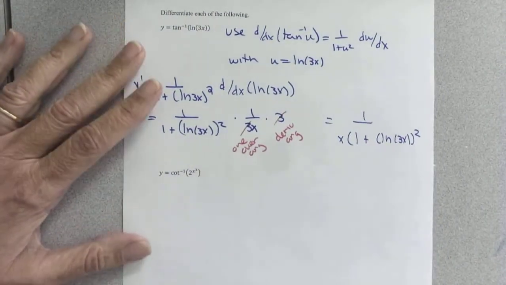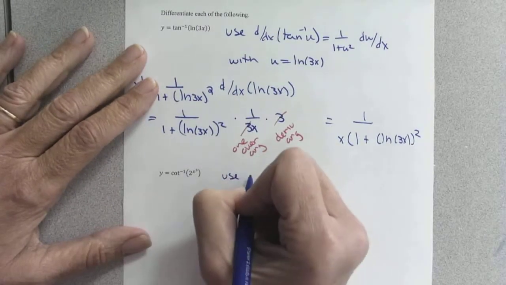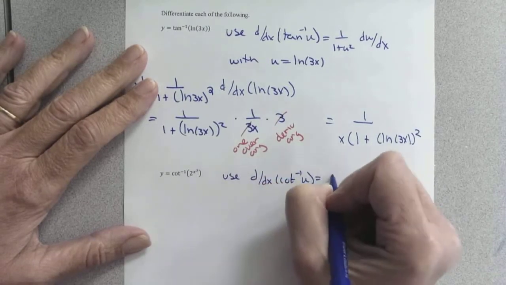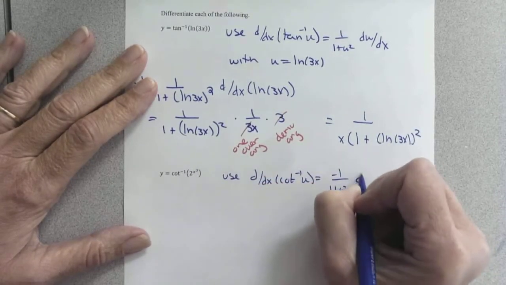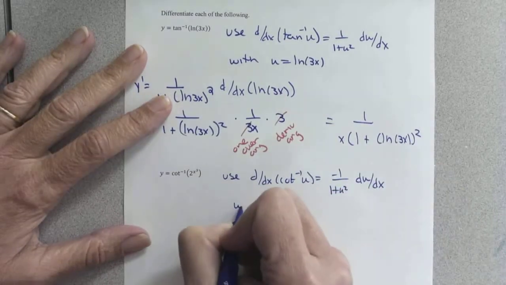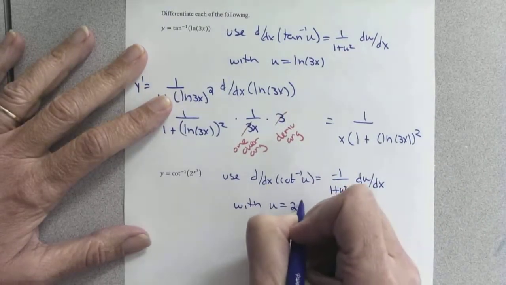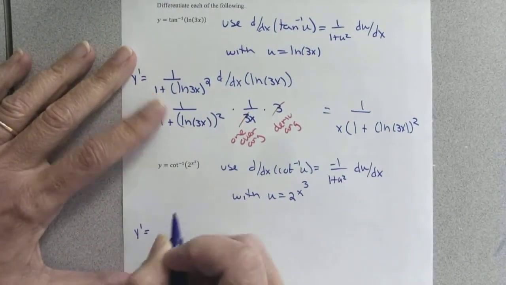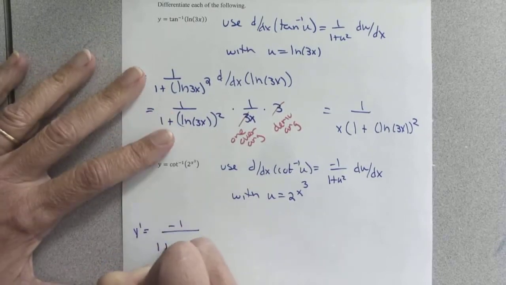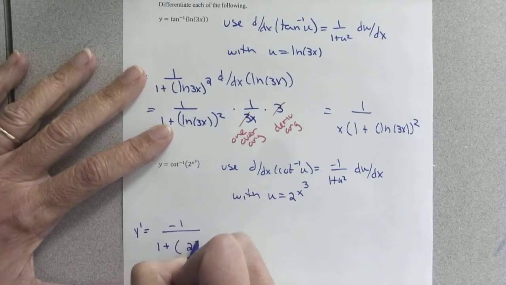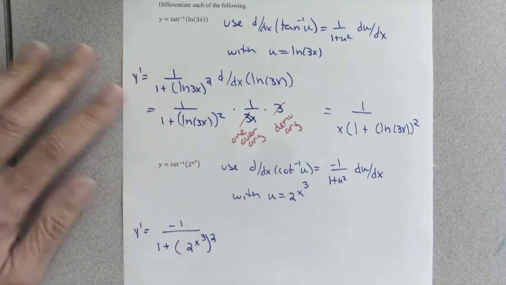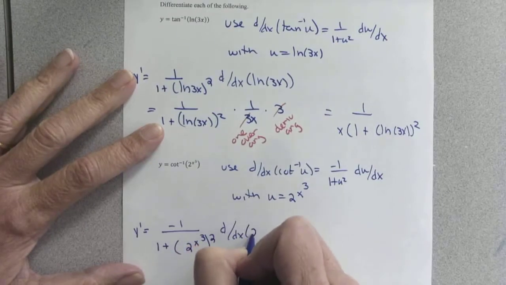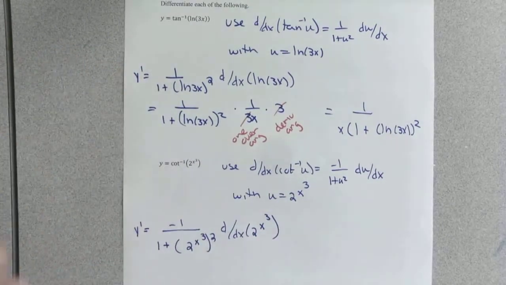Okay, let's do the next one. Same thing, really. Use the derivative of cotangent inverse is negative 1 over 1 plus u squared, du dx, with u in this case 2 to the x cubed. So y prime is going to be negative 1 over 1 plus u squared, but u squared is 2 raised to the x cubed, then times the derivative, 2 raised to the x cubed.